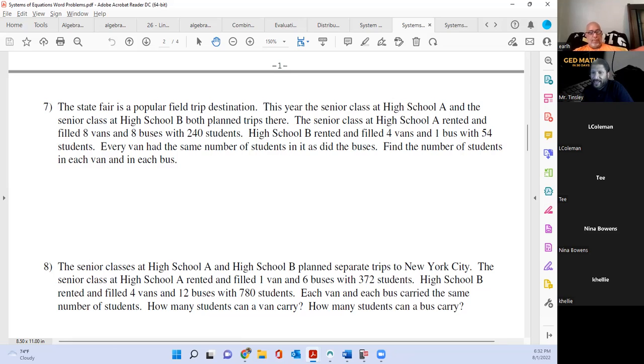Can anybody have any idea how to solve this problem? X plus Y equals 240. It might be close. First of all, what do X and Y stand for? What are the variables X and Y? The first thing you must do is identify your variables. 8x and 8y equals 240. What does your X stand for, and what does your Y stand for?